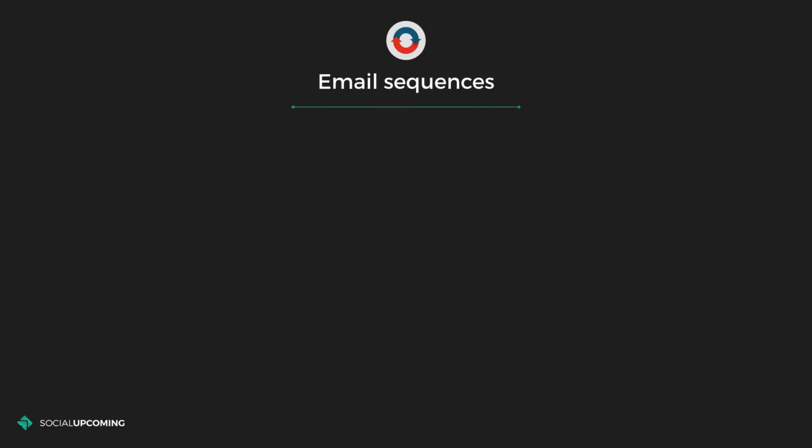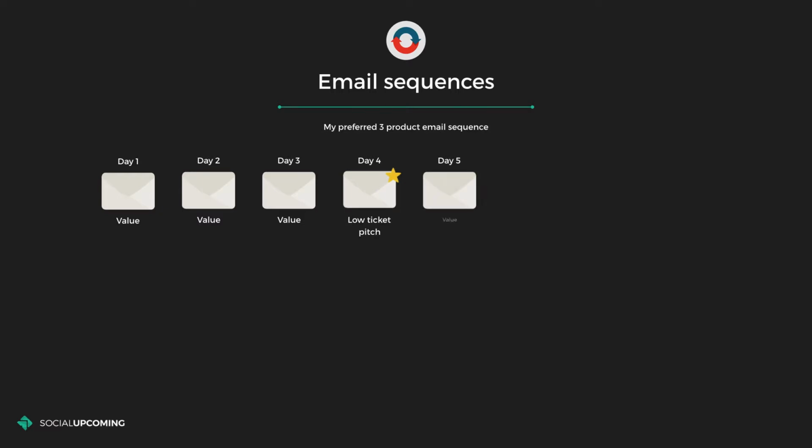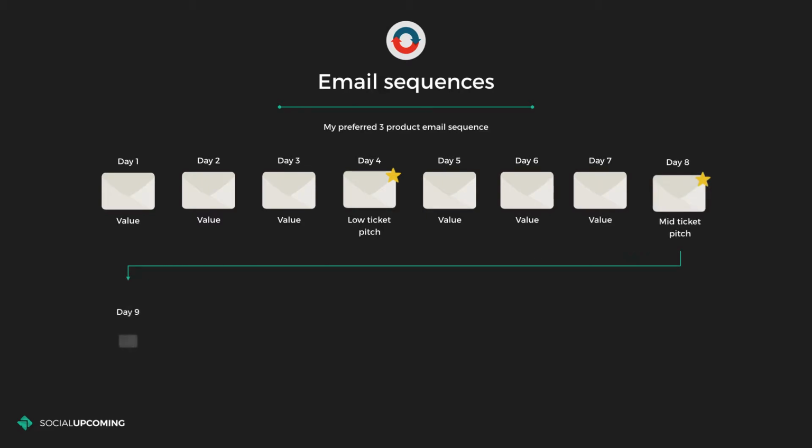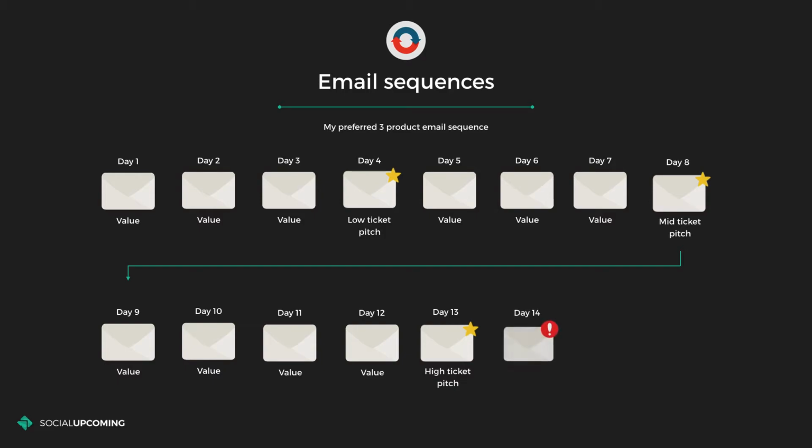So let's take a look at an email sequence. This is my preferred email sequence for a 3-product business. So we have 3 products with different price levels: a low ticket, mid ticket, and high ticket. When you start out, you want to provide value. Day number 1 is the day they subscribed, so you want to send them the free value or free content, the ebook or the cheat sheet or whatever they exchanged their email for. You want to send that on day number 1.